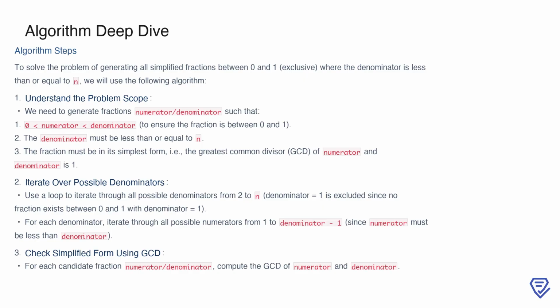Next, we iterate over all possible denominators starting from 2 up to n, since a denominator of 1 cannot create any valid fractions in the given range. For every denominator, we then iterate through all possible numerators from 1 to 1 less than the denominator. This ensures that the numerators are always smaller than the denominators, keeping the fraction less than 1. Finally, we check each candidate fraction to determine if it meets the simplest form criteria using the GCD function. If the GCD is 1, the fraction is valid, otherwise, it is skipped.